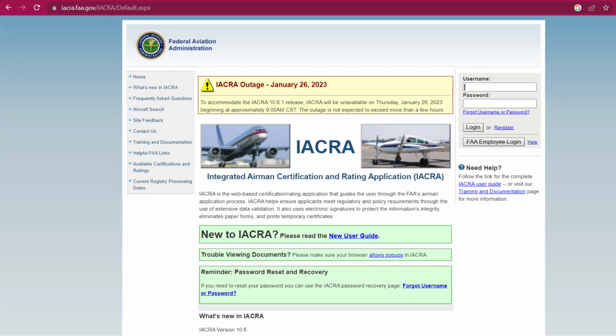Okay, so now that we know what the benefits are to getting an FAA license, let's look at the process behind it when you're coming from South Africa. So first things first, you would go to a website called IACRA. IACRA stands for Integrated Airman Certification and Rating Application. Basically, what you want to get from this website is what is called a verification of authentication letter. So what happens is the FAA contacts the CAA, or the authoritative body of your license, to say, hey, does this guy or does this lady actually have a pilot license in your country?